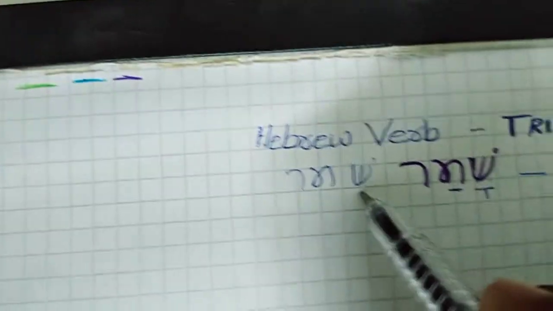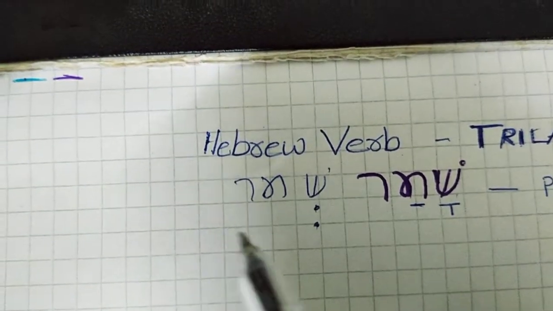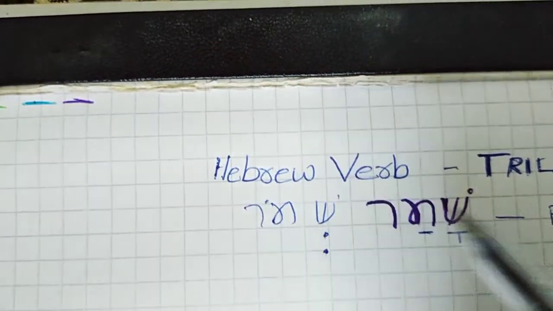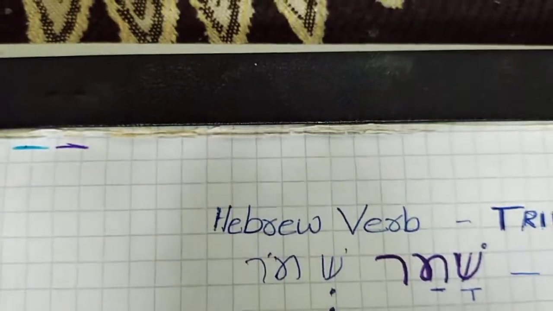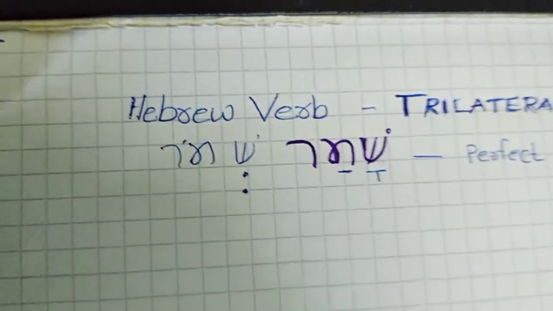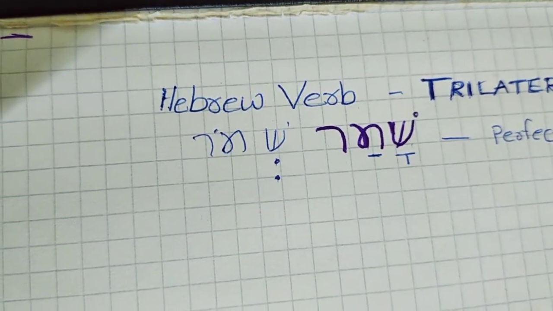So if you are adding sheva, then holam, shemor, if you are adding that one, that will become imperative. So adding the vowel changes the tenses and all. That is perfect, imperative, etc.